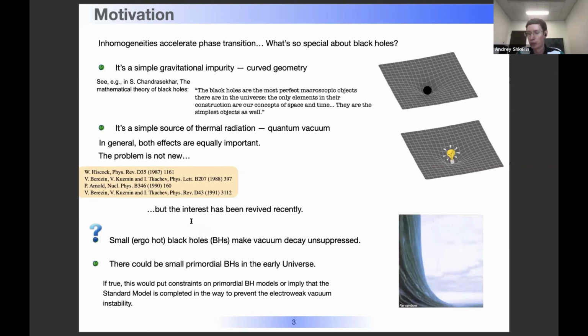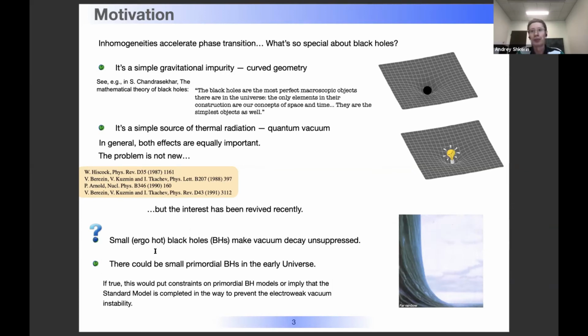This problem is not new, but the interest has been revived recently because of its possible implications for phenomenology. What's the possible logic here? Black holes evaporate, and an evaporating black hole scans all possible temperatures, presumably up to the Planckian value. And at some point, vacuum fluctuations may become so strong that they just drive the system over the potential barrier separating the regions of false and true vacuum.